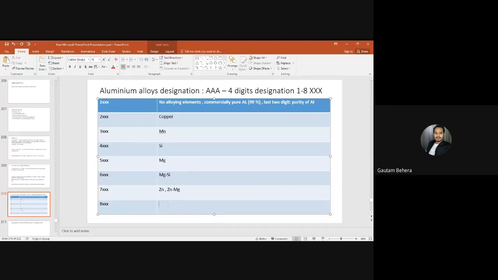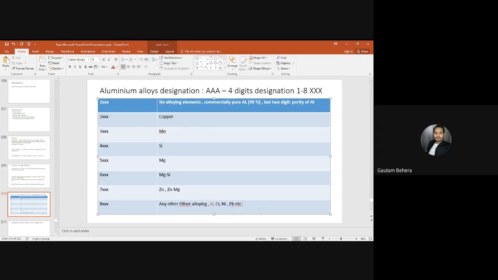And 8000 series, this contains other alloying elements. Any other alloying elements apart from these alloying elements which I have mentioned here, right? They may be like lithium, chromium, nickel, lead, etc. Bismuth, anything else. Right? The most important category of these alloying elements is lithium, you have to remember.